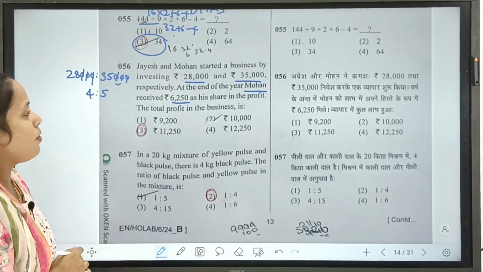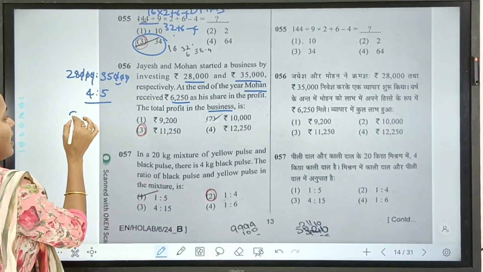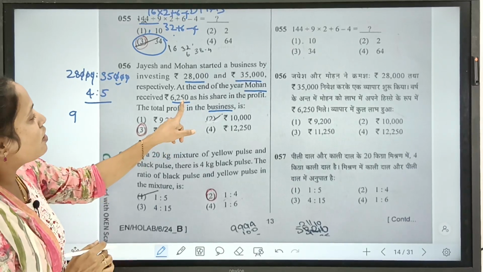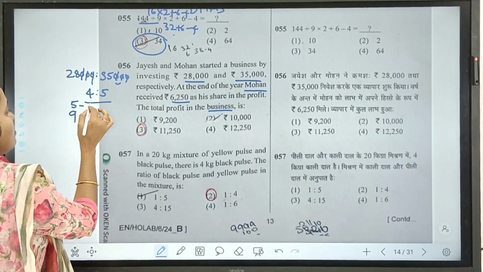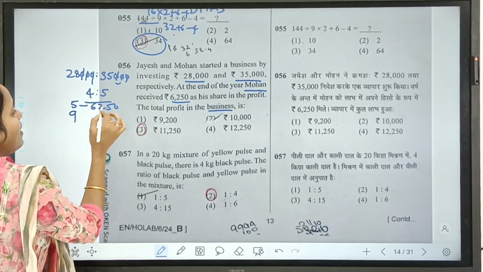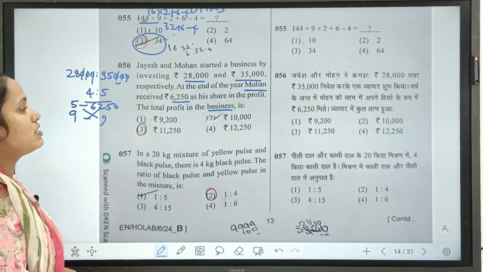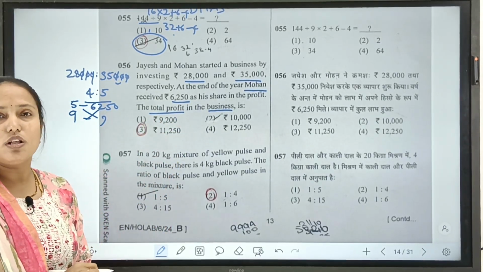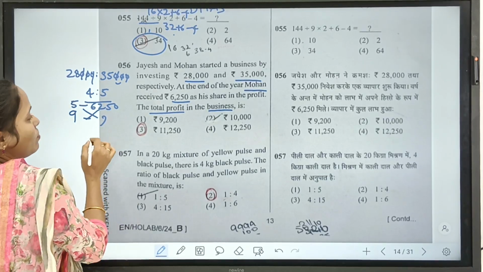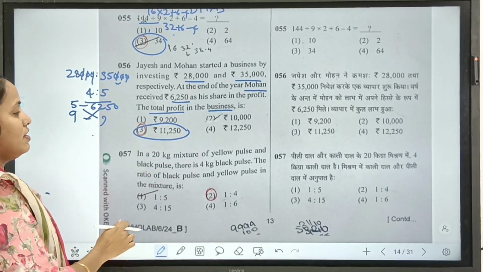6,250 as profit. They are asking for the total profit. Here total profit is 9 parts, but Mohan got 6,250, which means 5 parts equals 6,250. So 9 parts equals how much? We are finding the 9 parts because they are asking for the total profit. If you do the cross multiplication, you will get the answer 11,250.